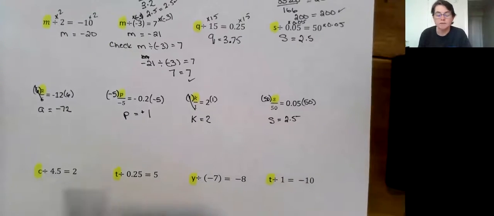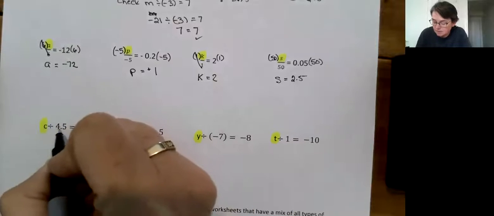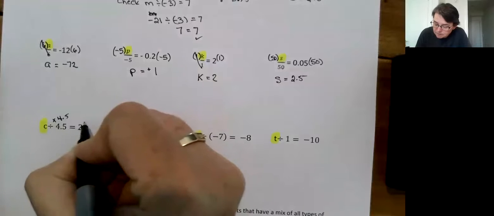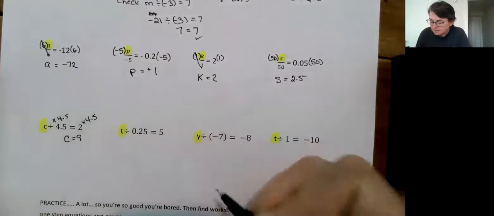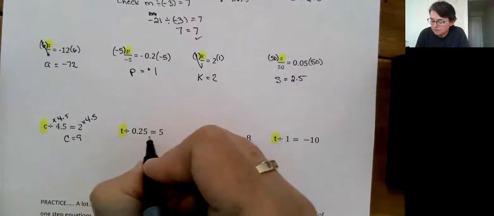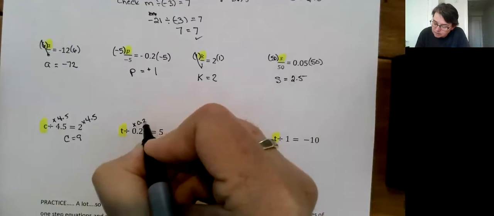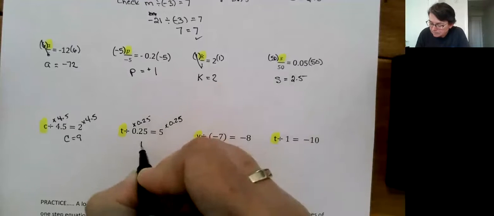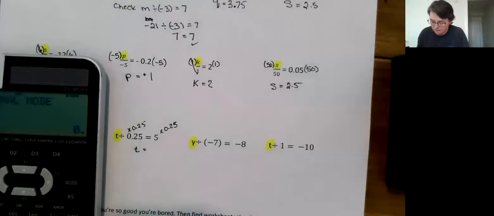You can also divide by decimals. That's not a big deal. C divided by 4.5 is 2. So times 4.5. C is equal to 9. t divided by 0.025 is 5, so times 0.2. I think that's 1.25, but let's check. 5 times 0.25.